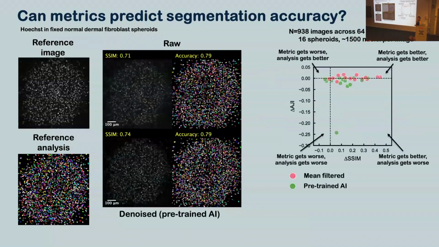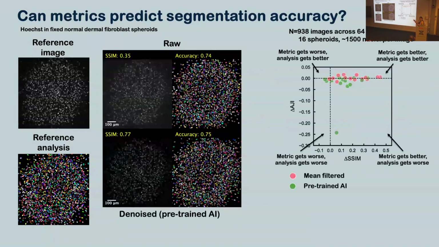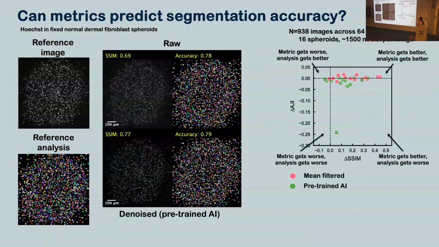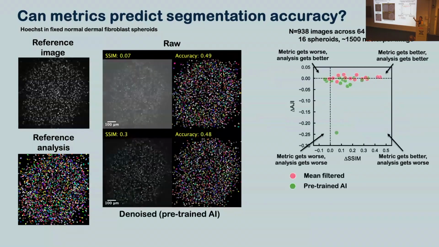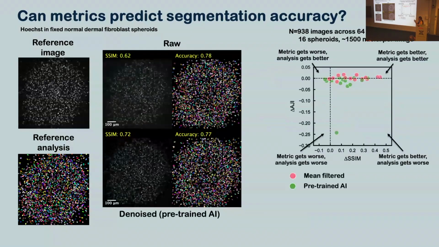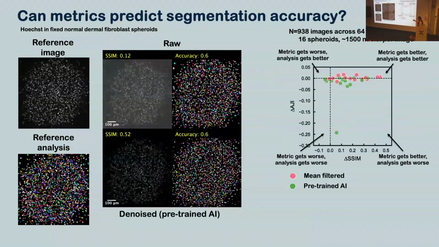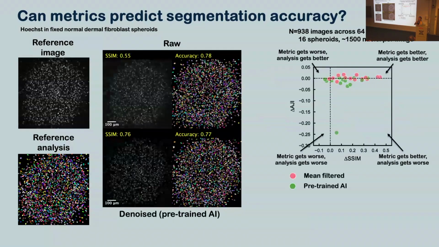My pre-trained AI, this is kind of sad times. So again, we're almost always improving our quality metric value. But here, we're also almost always making our segmentation less accurate, especially for that little guy down there. That was a particular set of illuminations where the denoising thought it was doing a great job, but the analysis, I just couldn't get it to work at all.